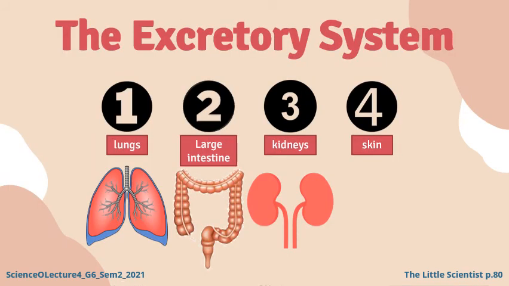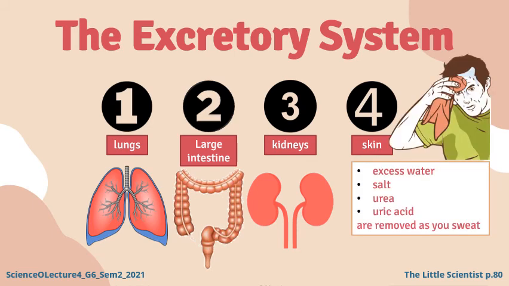The skin is also a part of the excretory system. You will ask me why? Because the skin helps us to get rid of wastes such as excess water, salt, urea, and uric acid, and these are removed from the body in sweat. So when you sweat through your skin, you are eliminating and excreting these toxic substances.